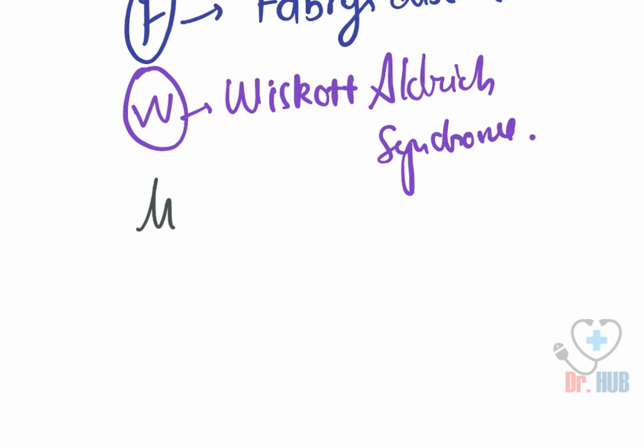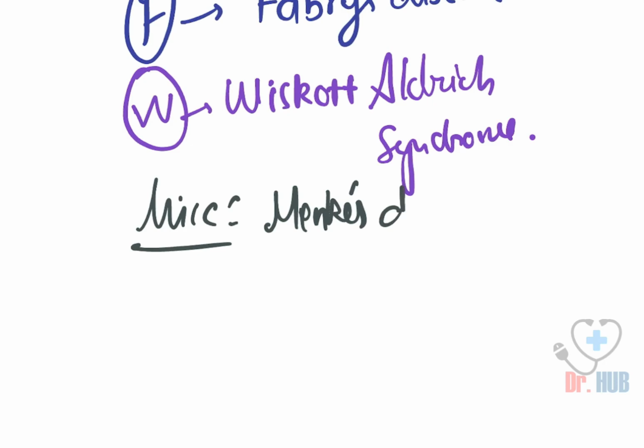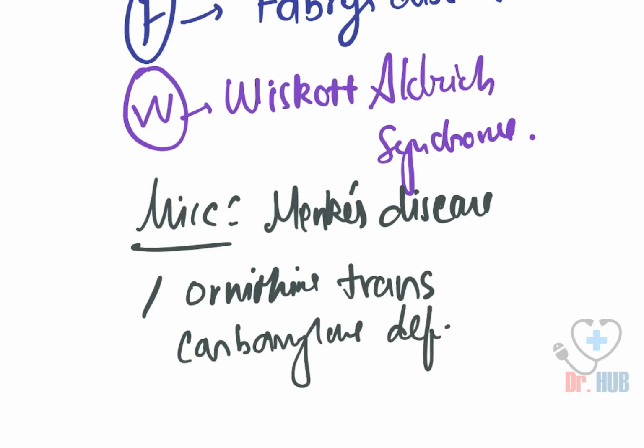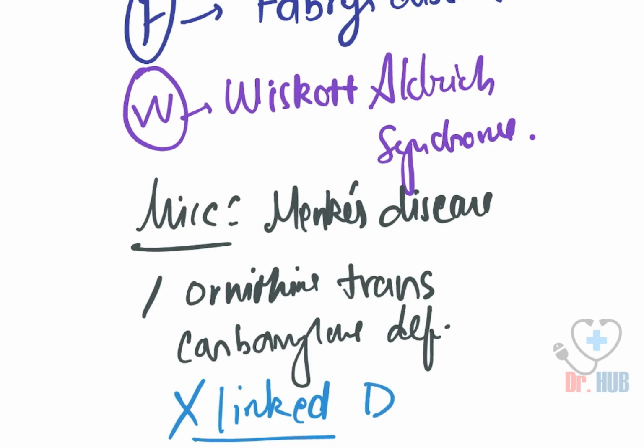So it has some other miscellaneous conditions. So this includes Menkes disease and ornithine transcarbamylase deficiency. Then we move on to the X-linked dominant. So X-linked dominant has very few important diseases.